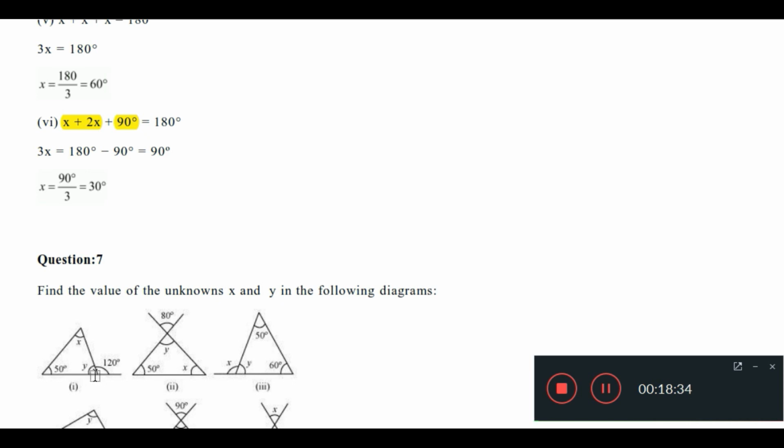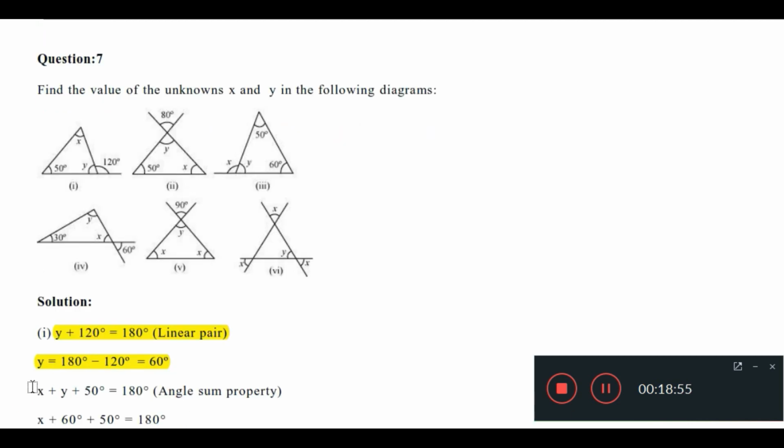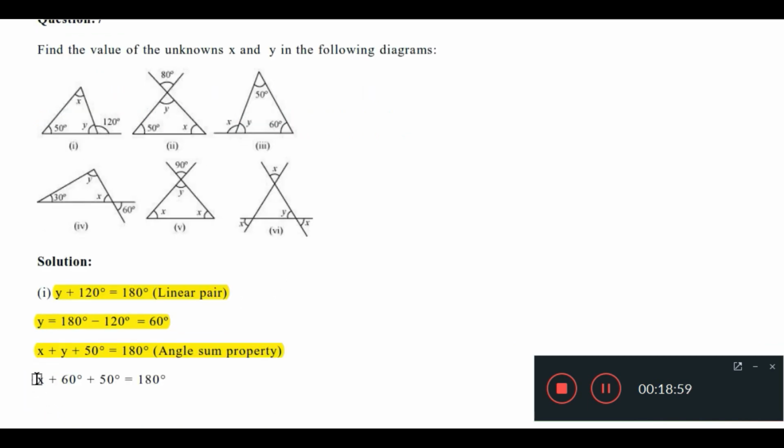And for calculating the value of y, we can use either the angle sum property of a triangle, or we can use a linear pair. Okay, see the solution. y plus 180 degree equals to linear pair. Here we have the value 60 degree. Second, by using the exterior angle sum property, we can calculate like this. So there are so many ways to calculate such kind of questions.